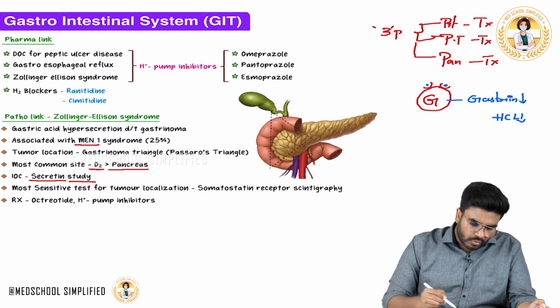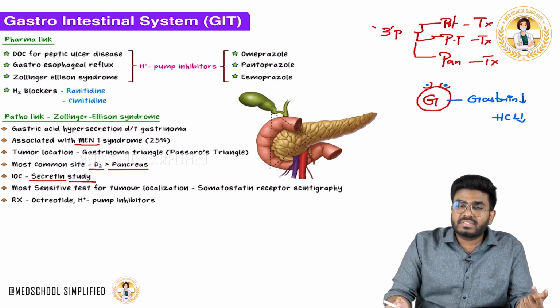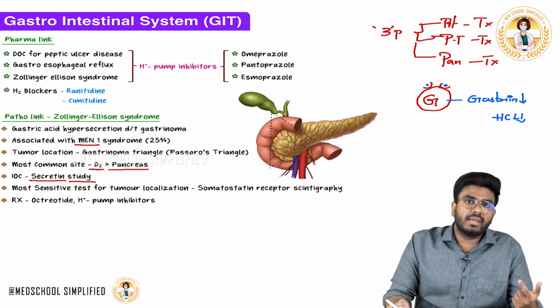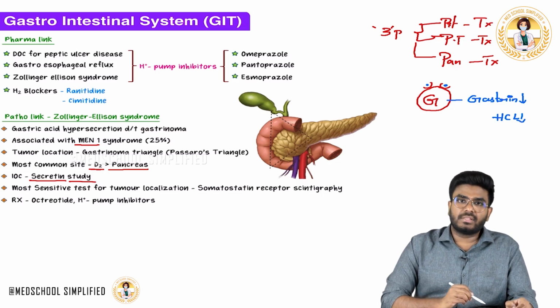Okay, guys. Now, so far we have seen what? We have discussed the gastric glands, different types of cells in the gastric glands, and different types of hormones and enzymes which are produced from the gastric glands. Also, we have seen some important pharmacological as well as pathological integrations.